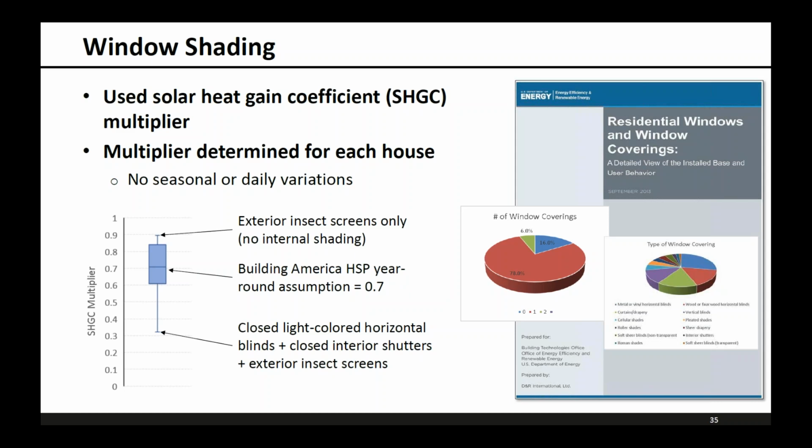So these values were selected per profile, and there were not any seasonal or daily variations. So it was assumed that the internal shading did not change throughout the year for any individual profile.